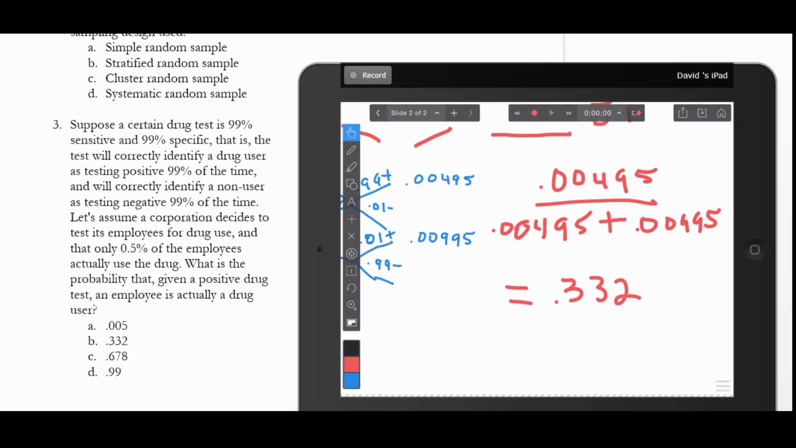So even though they got the positive result, and it's a 99% chance that they got it right when they did have a positive result, because there's so many more people that don't have it and get a false positive, there's only about 1/3, a 0.332 chance of an employee actually being a drug user if they got the positive test.